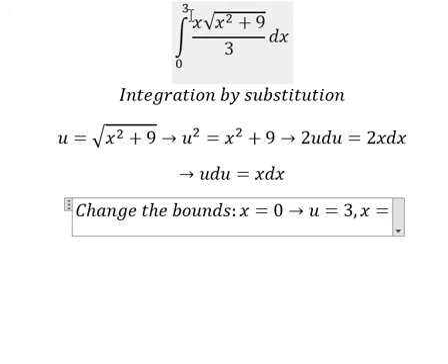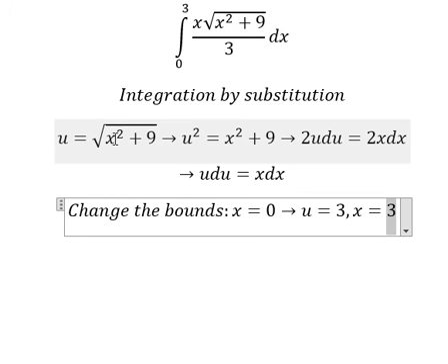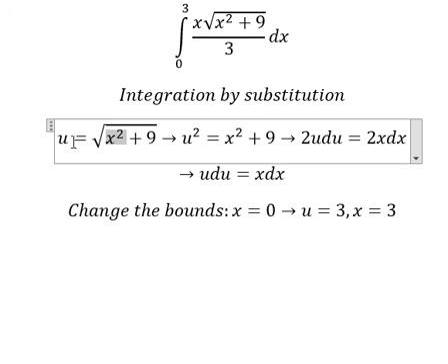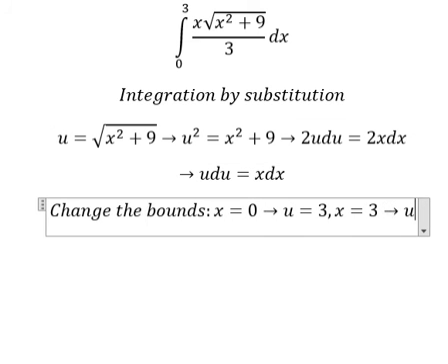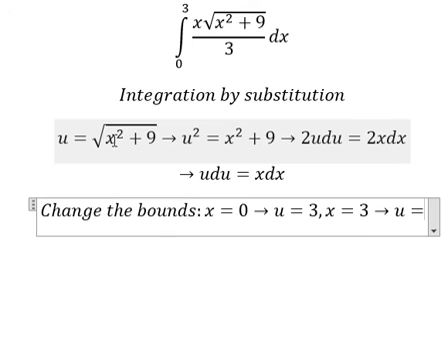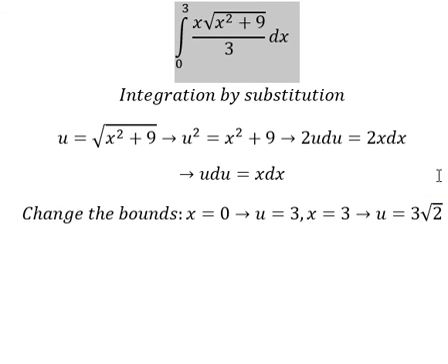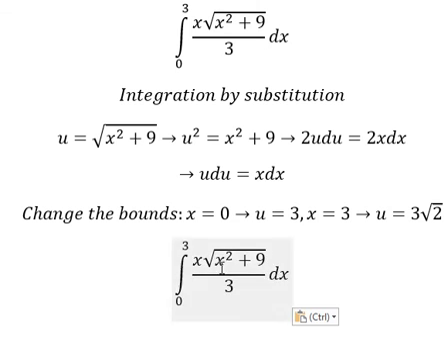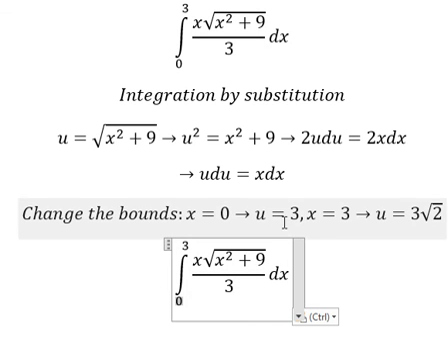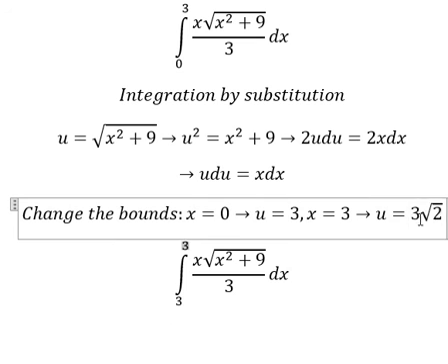When x equals 3, I will put 3 in here to find the value of u. So we put 3 in here, and we have 9 plus 9, which is 18. The square root of 18 is 3 times the square root of 2. So 0 changes to 3, and 3 changes to 3 times the square root of 2.